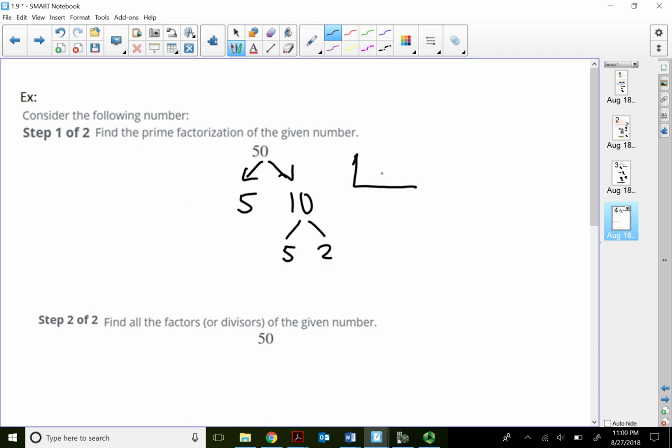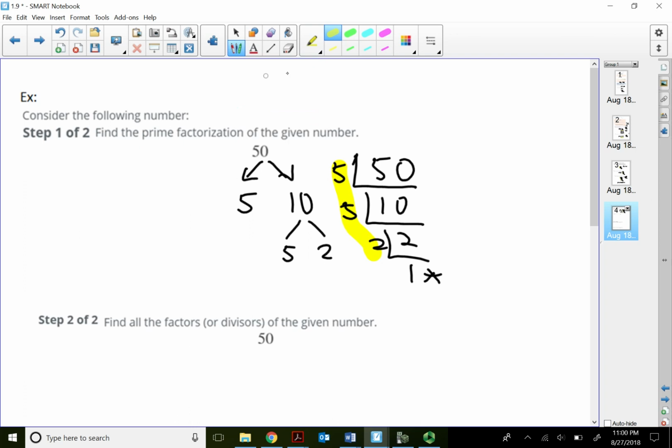Or you can do the alternative way, the vertical way. 5 going into 50 10 times, keep going. 5 going into 10 2 times. 2 is a prime number, 2 going into 2 1 time. And that's when you stop. So either way, all these numbers on the outside, 5, 5, and 2, are my prime numbers that we can use to break down 50. Okay, that would be my answer: 2 times 5 times 5. I always put the small one on the front, just a habit.